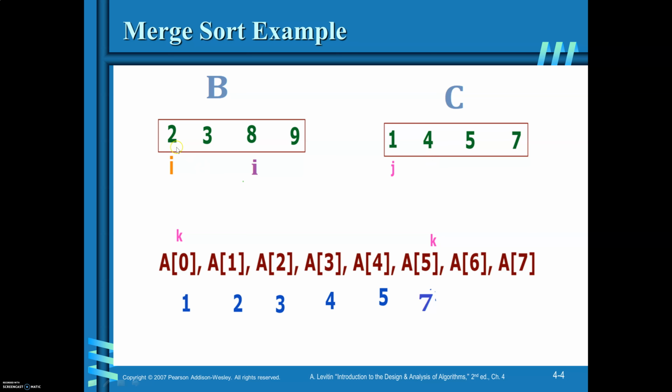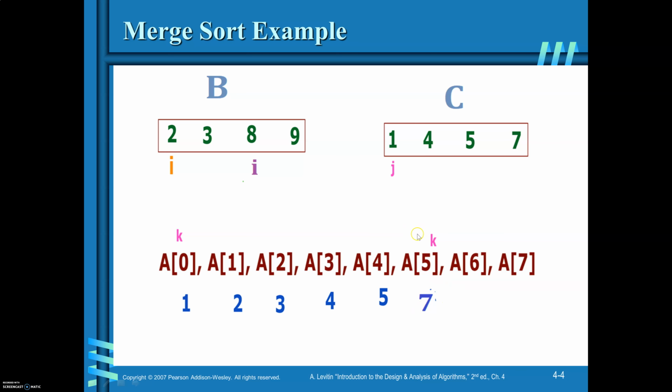4 and 2 is compared, 2 is smaller, so 2 is copied. Now I gets incremented here. 3 and 4 is compared now. 3 is copied now. Now I is pointing to 8. 8 and 4. 4 is smaller, copied here. And 8 and 5. 5 is copied. Next J gets incremented. 7 is smaller, it's copied here.